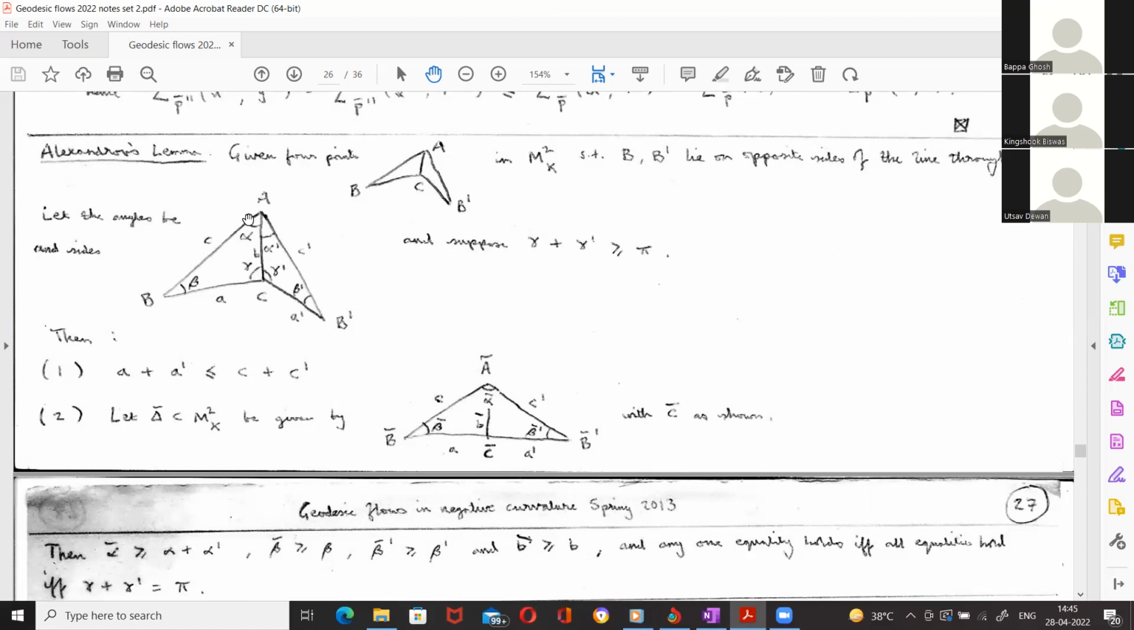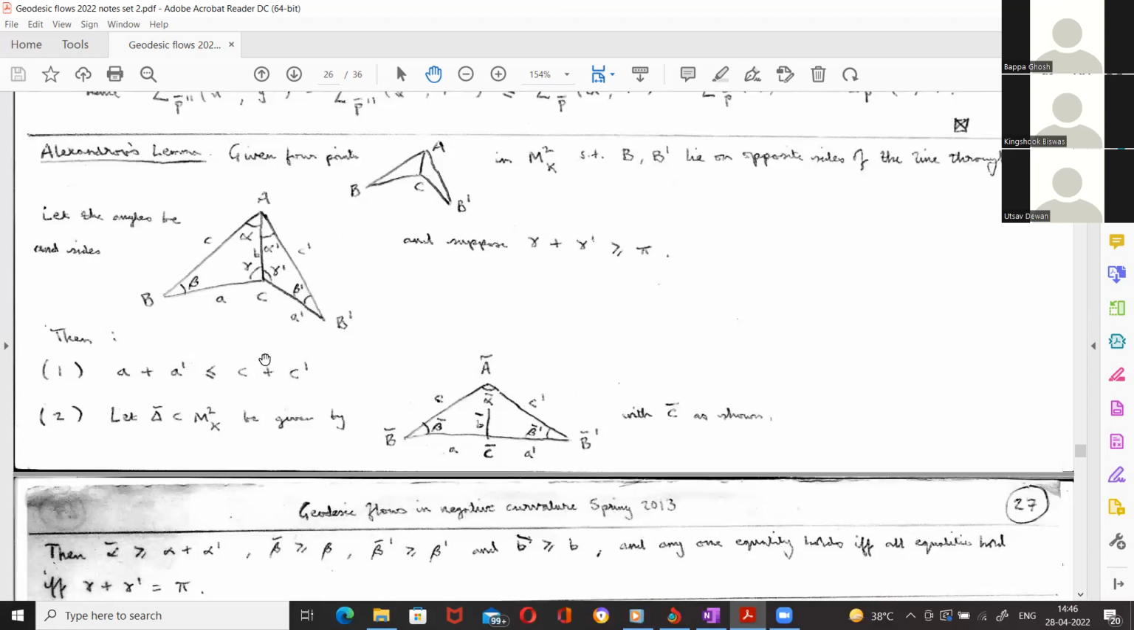And let's call these side lengths c and c'. And this one is a and a'. And this common side, let's call it b. Now let's suppose that the sum of these two angles, gamma and gamma', is greater than or equal to pi, like in this picture. This gamma plus gamma' is greater than or equal to pi. Then we can say, first of all, that a plus a', this side plus this side, is less than or equal to c plus c'.